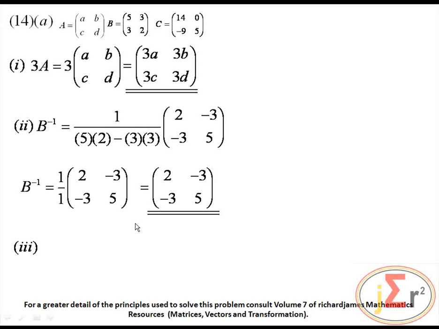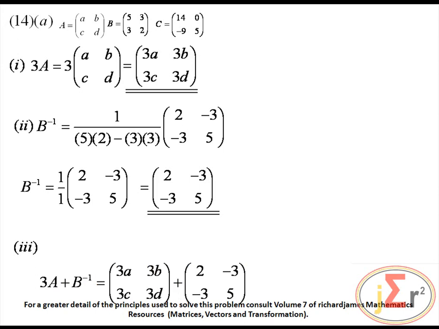Thirdly, we need to find 3A plus B inverse. No problem. Here we have 3A and here we have B inverse. So when we add them, what do we know? We cannot add two matrices unless they are of the same order. Both of them are 2 by 2, so we may add them. When we add matrices of the same order, we add corresponding elements.